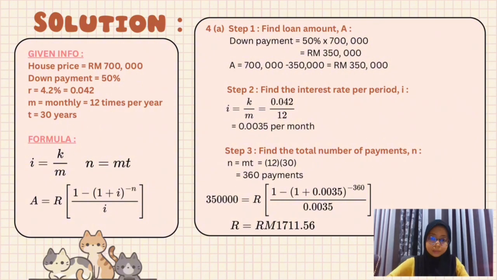So we already calculated A, I, and N. Now we can calculate the monthly mortgage payment. We use the formula A equals R, open bracket, 1 minus, open bracket, 1 plus I, power of negative N, over I. So 350,000 equals R, open bracket, 1 minus, open bracket, 1 plus 0.0035, power of negative 360, over 0.0035. So R equals RM 1,711.56.